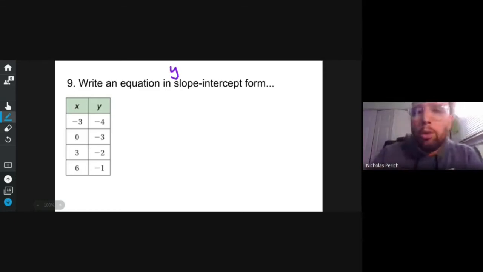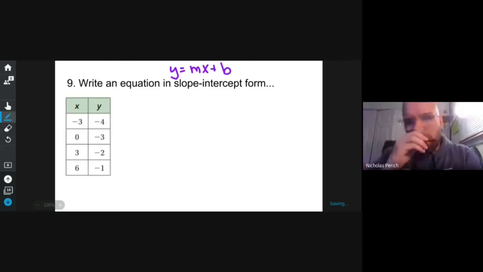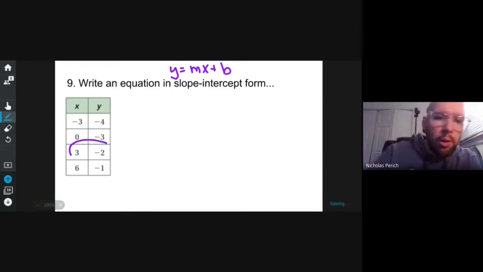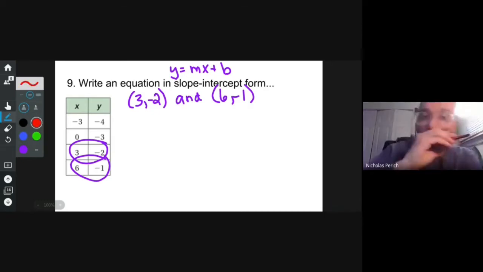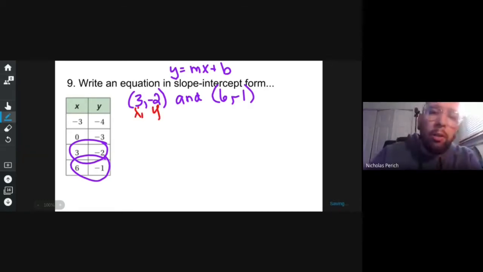Write an equation in slope-intercept form, which is y equals mx plus b. Pick 2 points. I don't care. I'll pick this one and that one. It doesn't matter which points you pick. I have 3, negative 2, and 6, negative 1. I'm going to call you x sub 1, y sub 1. And I'm going to call you x sub 2, y sub 2.